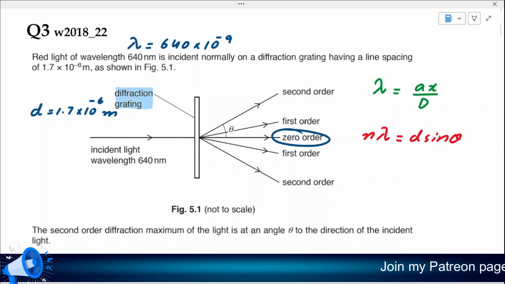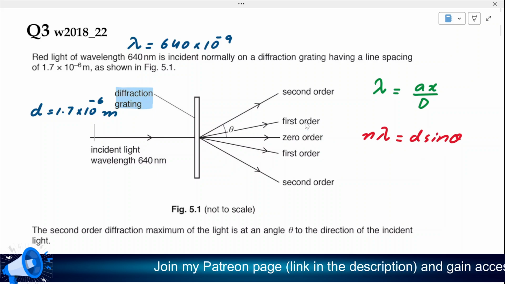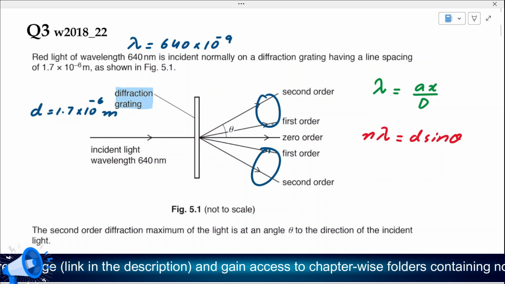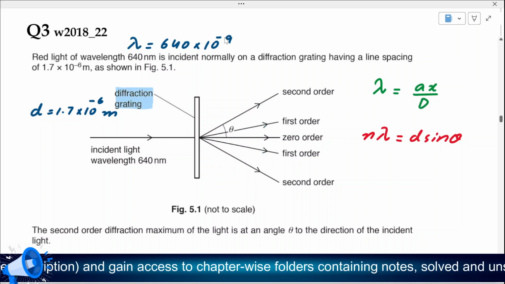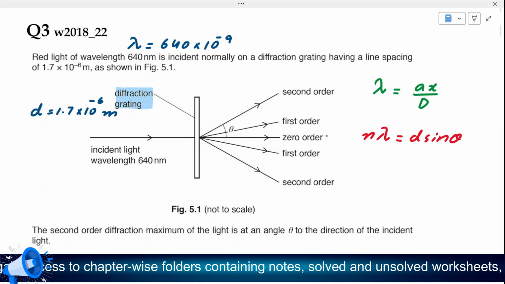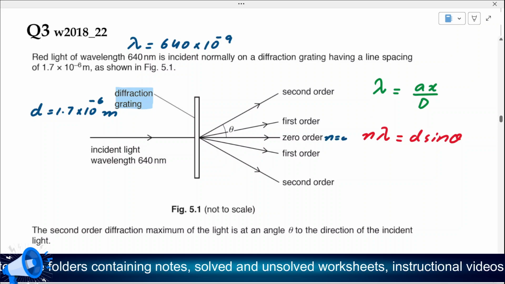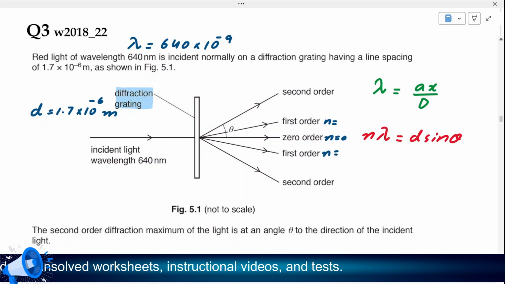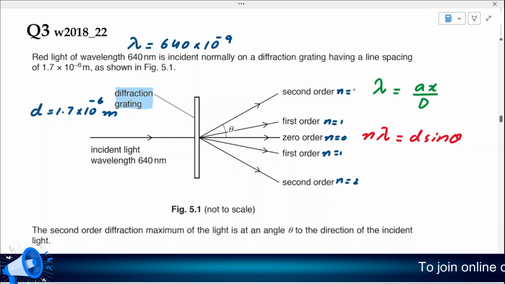How many orders do we see? The center one, the 0 order, and then the first one, and then the second one. So 2 orders at the top, 2 orders at the bottom, and then we have 1 in the middle. So the value of n: this is n equals 0. This one and this one are collectively n equals 1. This one and the one at the bottom are collectively n equals 2.